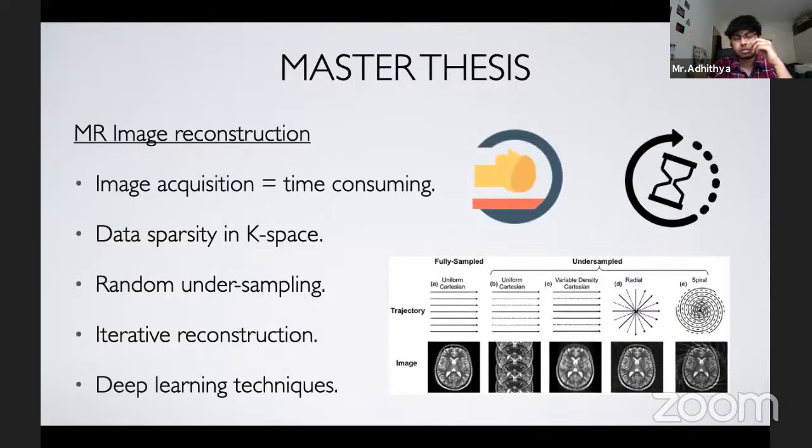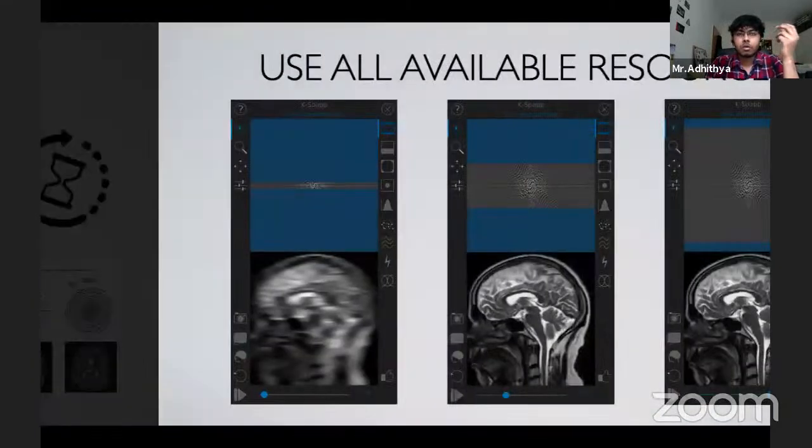There are several different techniques. This is just to give you an idea, because going in depth would be a session on its own. This is one of the things I am working on. I also use normal iterative reconstruction techniques and also deep learning techniques, which I am fairly new to.